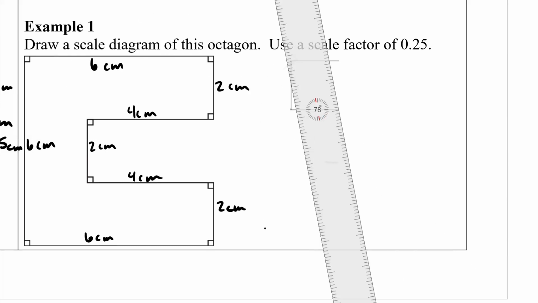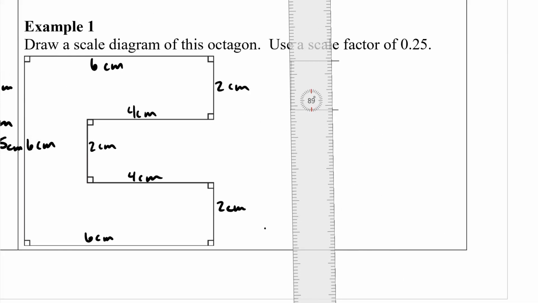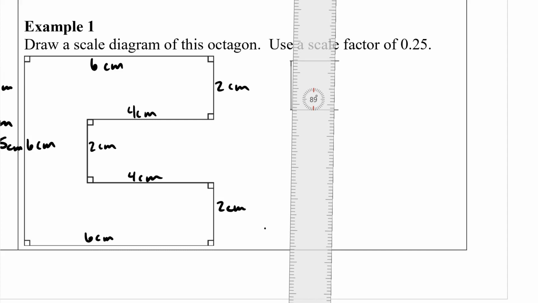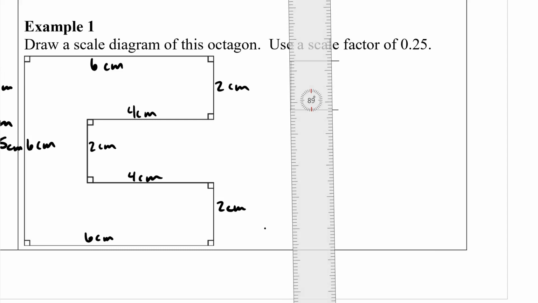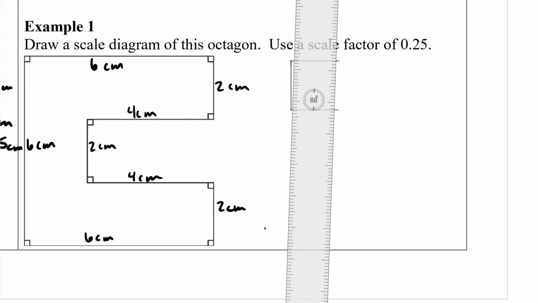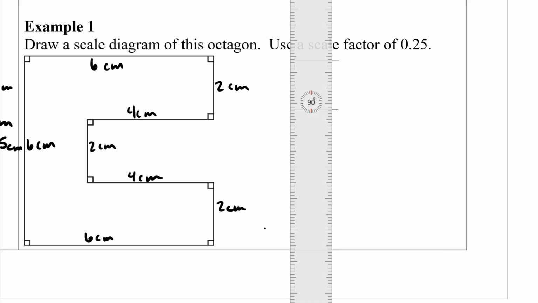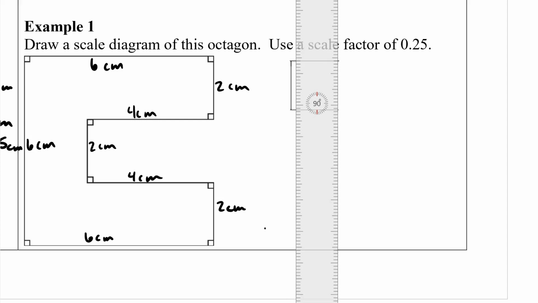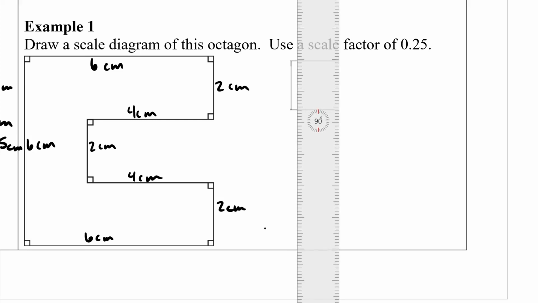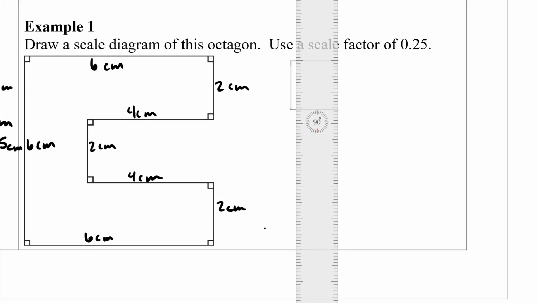Now I'm going to remove this perpendicular. It has to be exactly 90. So let's wait for it. Yeah, oh, close. There we go. So we're going to be going down 0.5 centimeter, because we're going down 2 centimeters here. And we will be going up 0.5 centimeter.